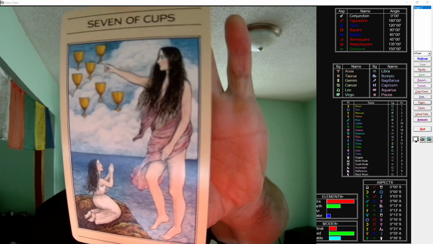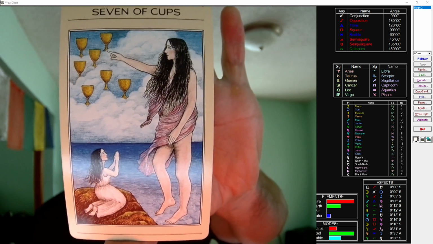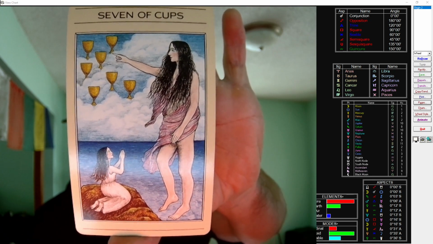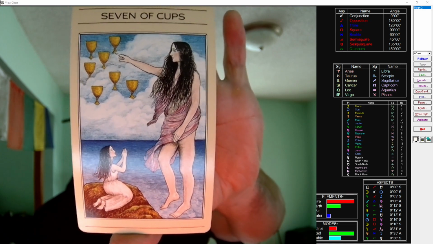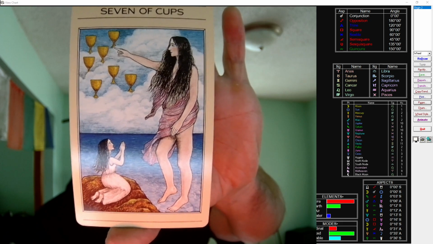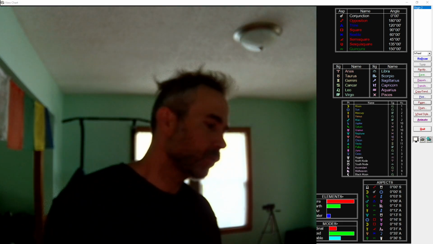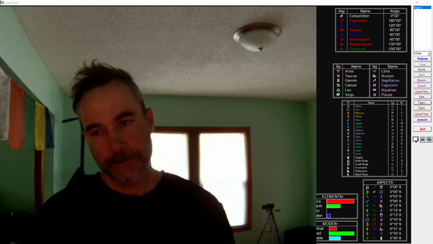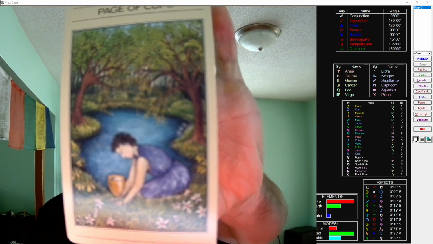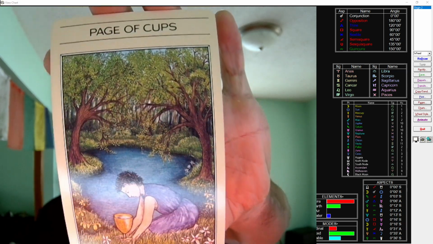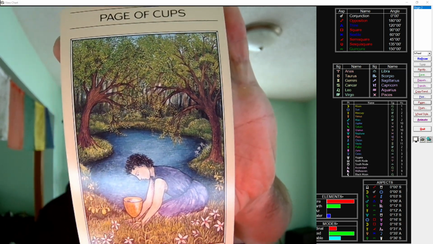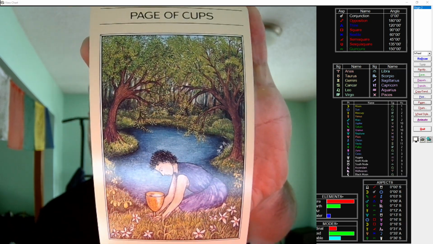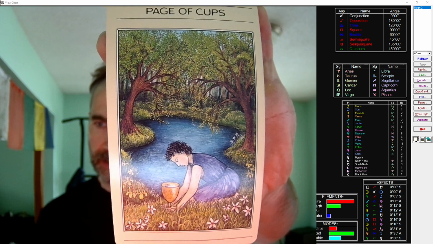All these choices, you know. You're just looking for a sign to understand which choice might be best. Which emotion is pure? Which one is rooted in your growth? Which one's rooted in the illusions of the past? How do you find the purity of the source? Page of Cups here. Which cup is worth the investment?